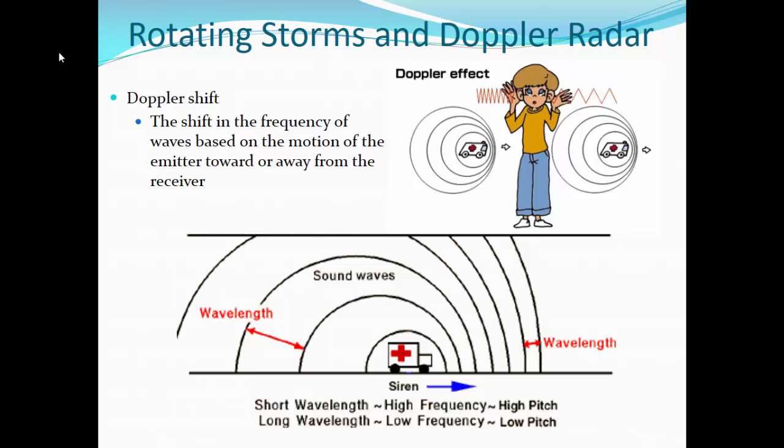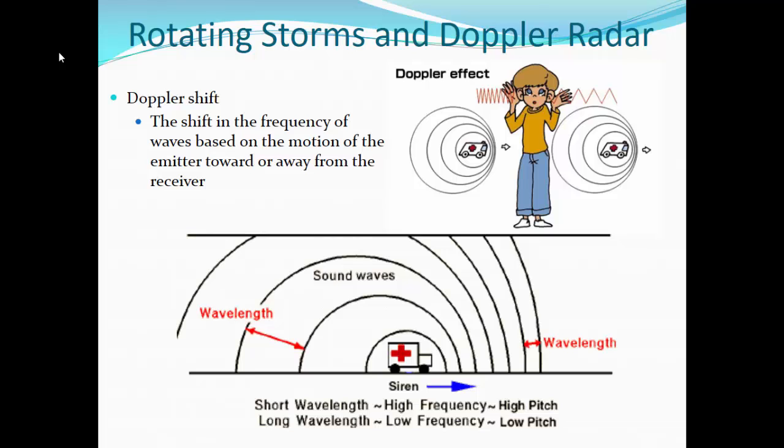The rotating thunderstorm, or the mesocyclone, and how we see that on Doppler radar. Remember, the Doppler shift is the shift in the frequency of waves based on the motion of the emitter toward or away from the receiver. So the receiver is the radar site, and the emitter is the electromagnetic radiation bouncing off the raindrops. Imagine in the illustration with the person that the ambulance is the raindrop, and what they're showing is the sound being emitted from the ambulance as it approaches the listener. Those sound waves are scrunched together, and it's a higher frequency. As it moves away from the listener, the sound waves are pulled apart, and it's a lower frequency.